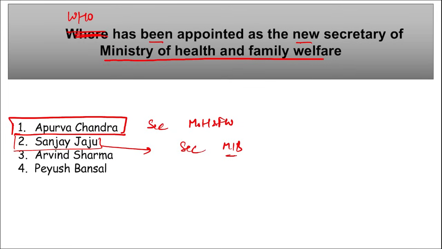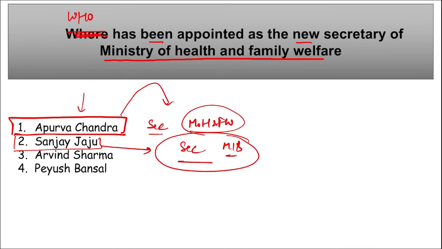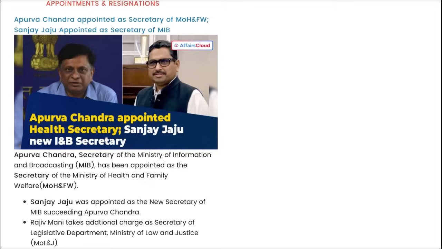Correct? So Apurva Chandra has been appointed as the Secretary of Ministry of Health and Family Welfare, whereas Sanjay Jaju has been appointed as the Secretary of MIB. And remember, Sanjay Jaju will succeed whom? He will succeed to be the new Secretary of MIB. He will be succeeding Apurva Chandra, as Apurva Chandra has been appointed as the Secretary of Ministry of Health and Family Welfare. Next, here you can see Apurva Chandra and Sanjay Jaju ji.